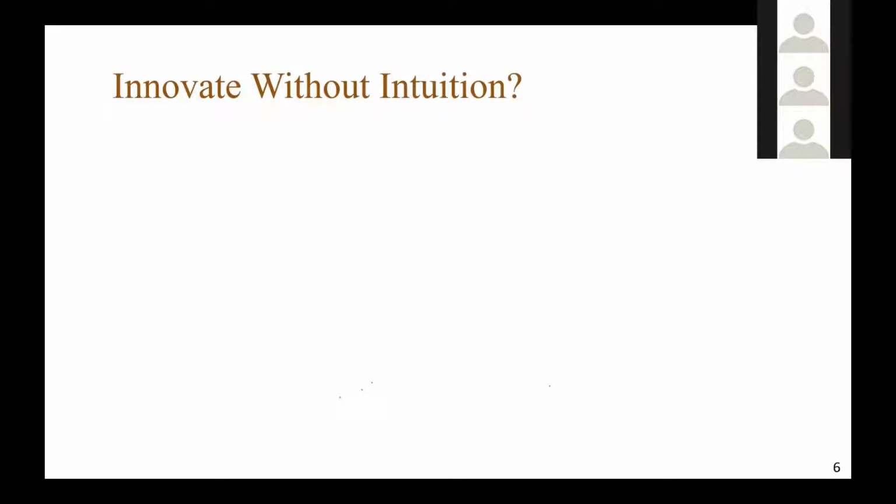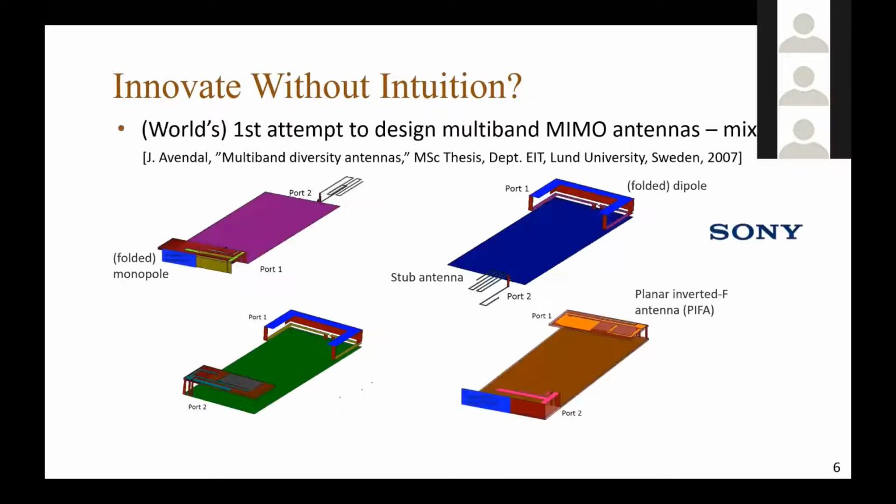So how can we innovate if we do not have this kind of experience and intuition? We had a chance to try to innovate when we tried to build the first MIMO antennas for compact mobile phones, which are also multi-band, the low and high band. So how we did that was by means of mix and match.